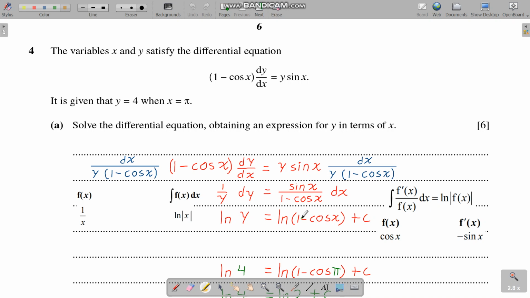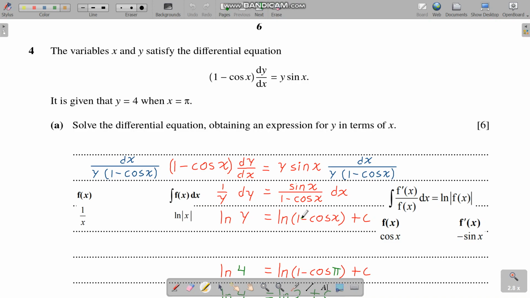So the variables x and y satisfy the differential equation. Solve y in terms of x. So the first step is to separate the variables. So we put everything with y on one side and x on the other side.